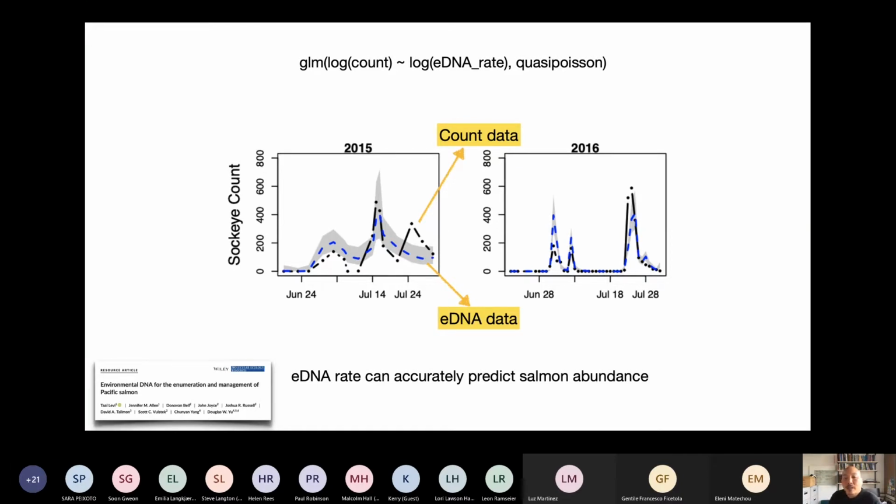It's not perfect, and I can tell you right now that the primary source of error here is not the DNA, it's the water volume measurement. That's much harder to measure, actually.